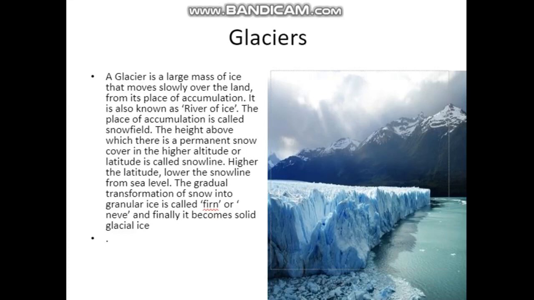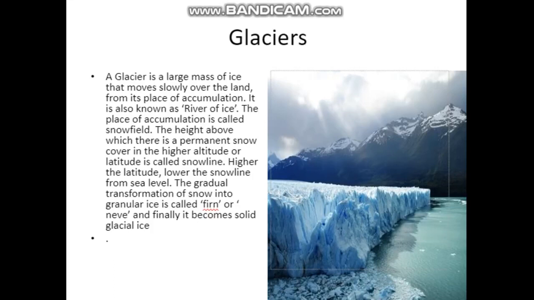So sometimes they may ask a one word question: what is called firn or what is called neve? That means the gradual transformation of snow into granular ice. Gradual means slow transformation, changes of snow into granular ice. Small pieces of ice are called firn or neve. So at last it will become solid glacier ice.